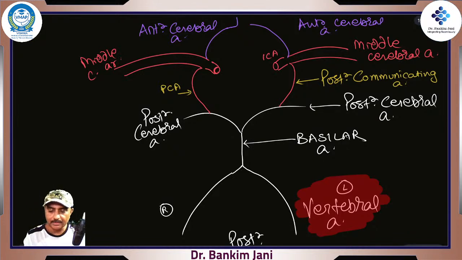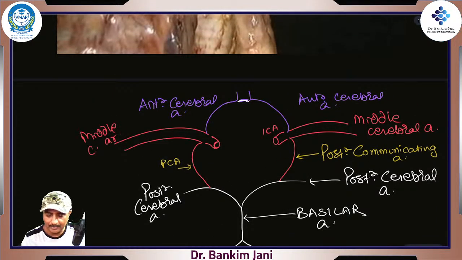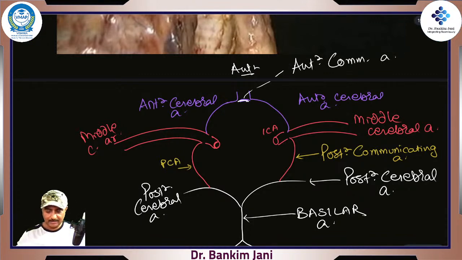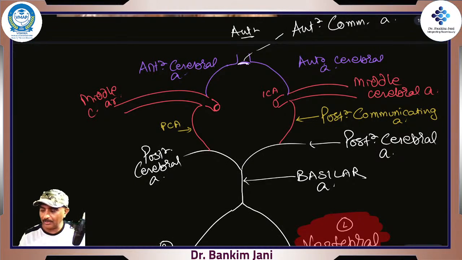So it goes like this, and then both these arteries talk with each other, and very lovingly we give that the name anterior communicating, because it is the anterior most. Let me write here. This is the anterior most, so that's why this one is called the anterior communicating artery. Done. This is what is called the circle of Willis.